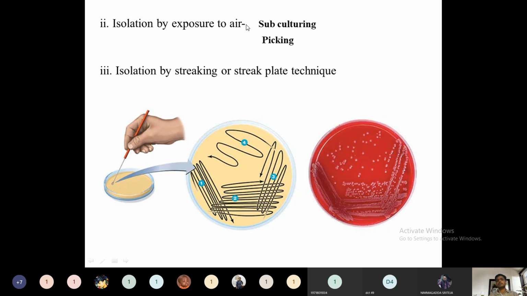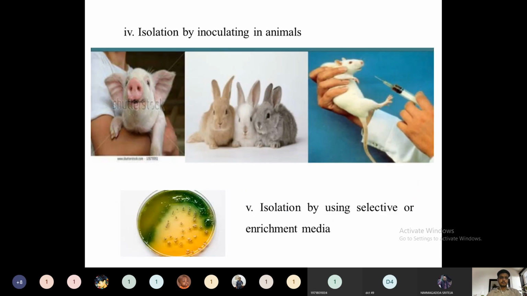Whereas exposure to air is just that the plate will be without any streaking, just exposed to air. When this exposure happens, the bacteria which are present in the air will be deposited on the culture. Using that culture, they will grow. That's it on that one.